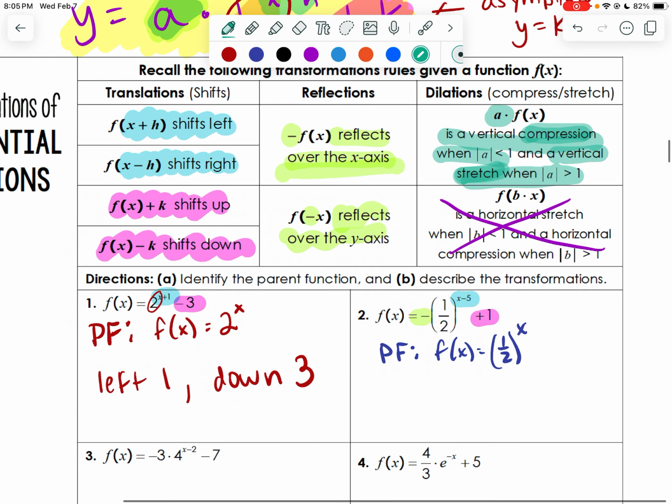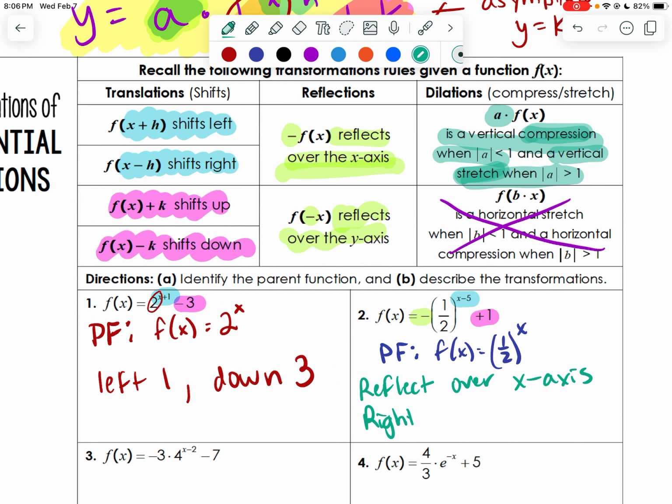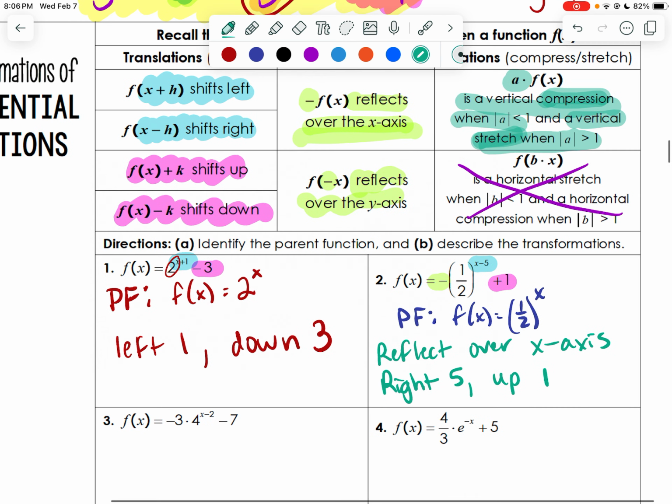So that negative sign is outside the function, so that's like this first one here. So that's going to tell us that we are reflecting over the x-axis. That minus 5 up top, that's going to say right 5. And then that plus 1 on the outside is up 1. So we would take that whole graph, flip it over the x-axis, shift it right 5, up 1.